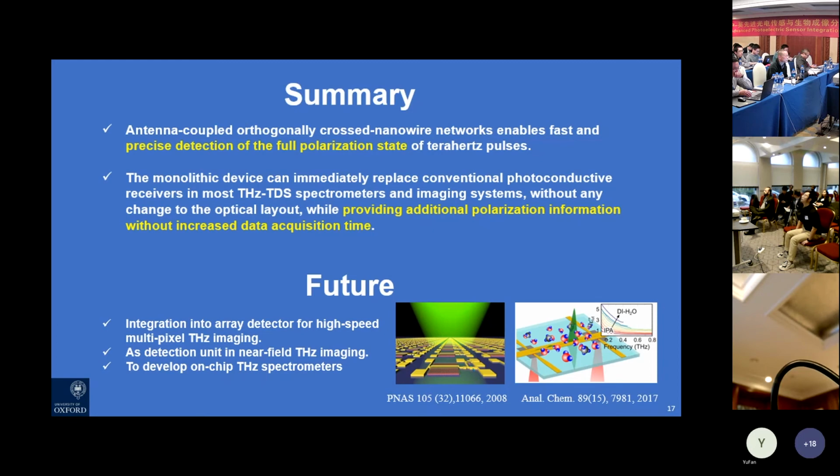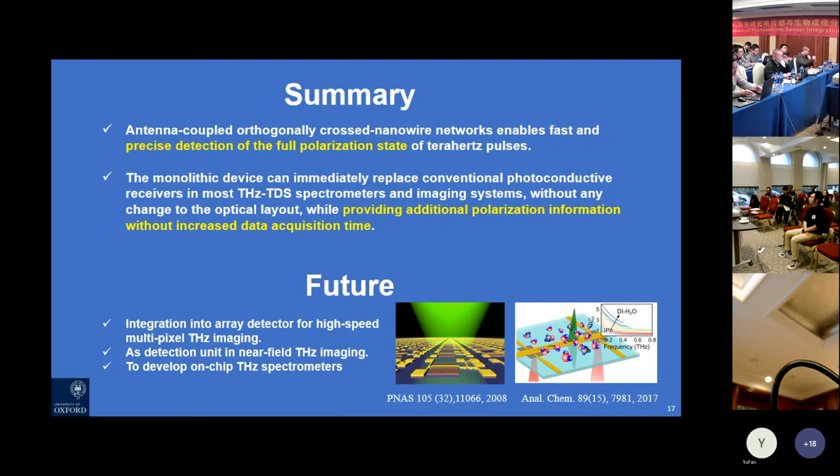And let me talk about the future of our nanowire detector. Firstly, of course, we want to use this detector to upgrade the current terahertz system, which can be used to miniaturize the system or just provide additional polarization information in the system. And the other use for this detector is that we can make an array detector for high-speed multi-pixel terahertz imaging applications. And also this detector has been developed for near-field terahertz imaging applications.